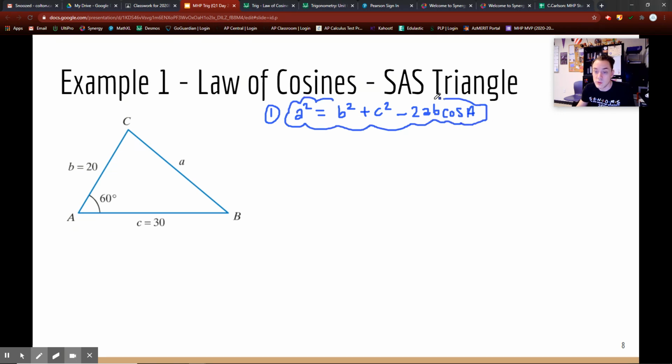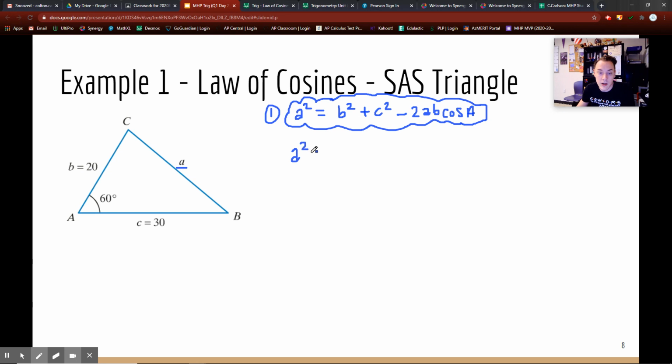Again, notice what you're given, notice what you need to find, and that will tell you which formula you need to use. Notice what you're given: sides A, B, and C, and an angle A. Side, angle, side. Notice what you're given, and then notice what you need to find. I need to find side length A, so that'll tell me A squared. So let's start plugging this in.